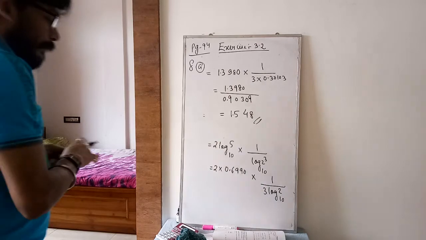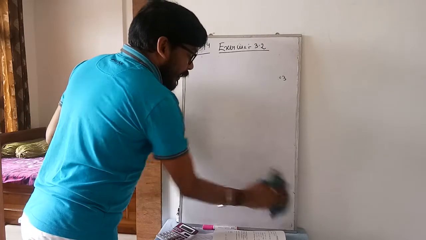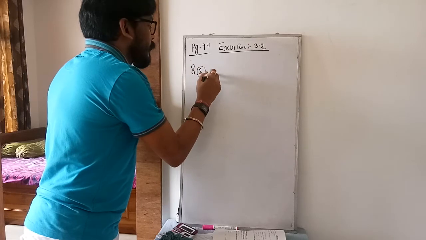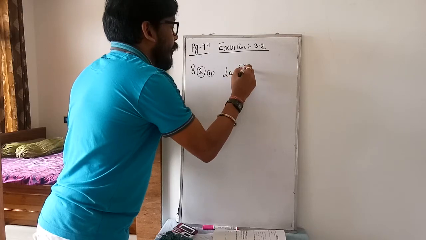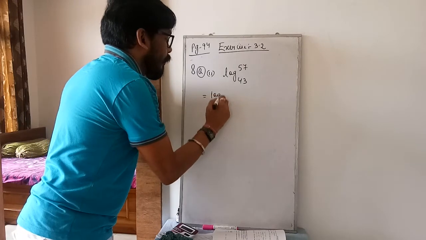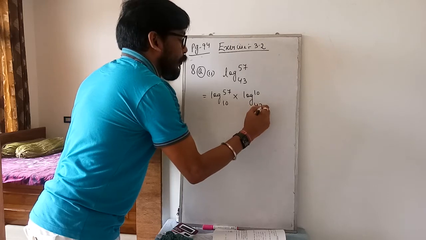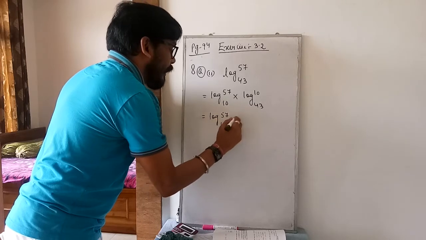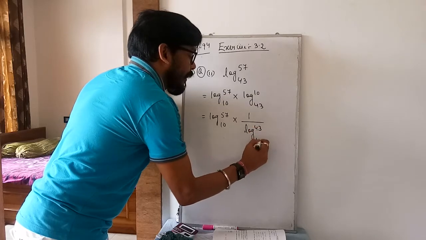Okay, taken. Now we will go for 8a Roman 2. So if I go for 8a Roman 2, what is given? Log 57 base 43. The same rule you will follow. To make the base 10, it is log 57 base 10 into log 10 base 43. 10 cancels, ultimately this. So it is log 57 base 10. Again I have to make the base 10 here also, so I have to take the reciprocal, log 43 base 10.